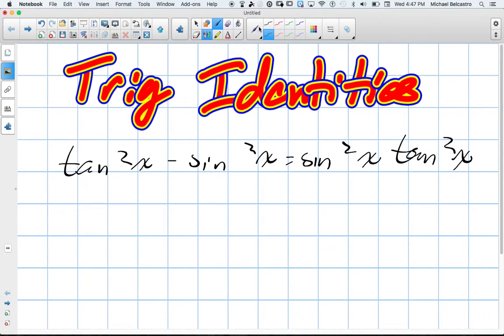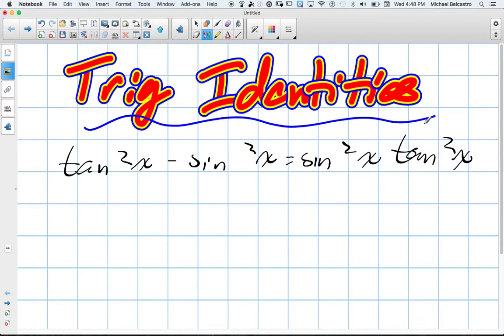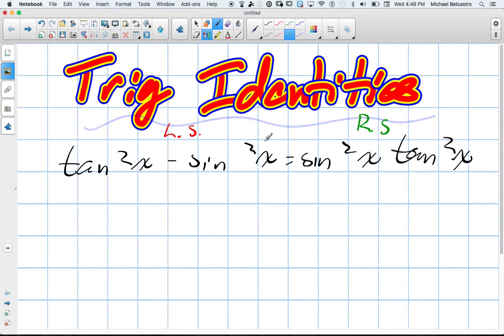Let's take a look at this trig identity. We have our left side equal to our right side. You'd be surprised how many times I mess up my left and right on this thing. But left, right, okay, we got that. I'm going to work on the right side here. To me, it's going to be a bit simpler to move over to the left side.